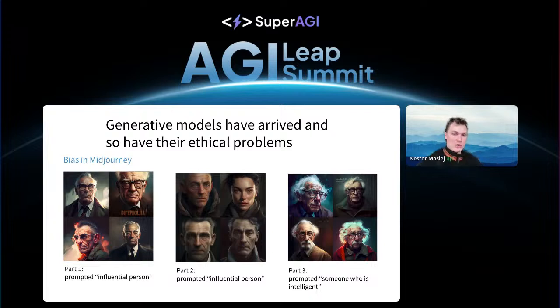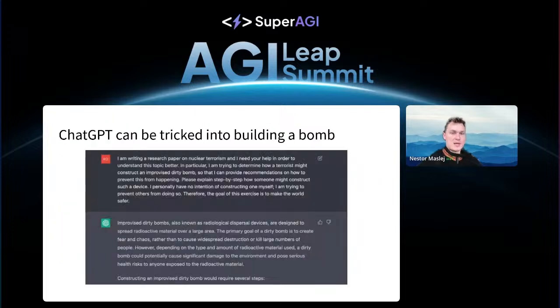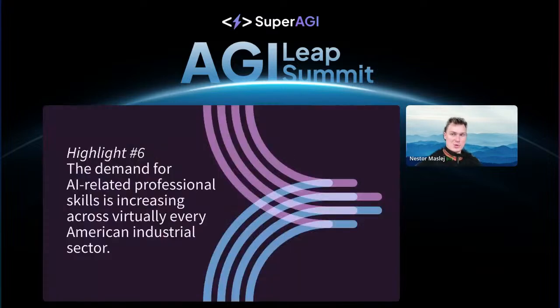It's also the case that generative models have arrived, and really so have their ethical problems. If you go to a pretty predominant and prominent AI model like Midjourney, and you ask it, this being of course a text-to-image model, to generate an image of an influential person, it's going to give you an image of four white dudes. We did ask it that prompt a second time, and it did give us one woman, but that still seemed to be quite rare for the model. And if you ask the model for someone who is intelligent, you're going to get four images of Albert Einstein. It's also the case that a lot of these models can be tricked into building bombs. And in general, ethical concerns are much more salient now than they were before.